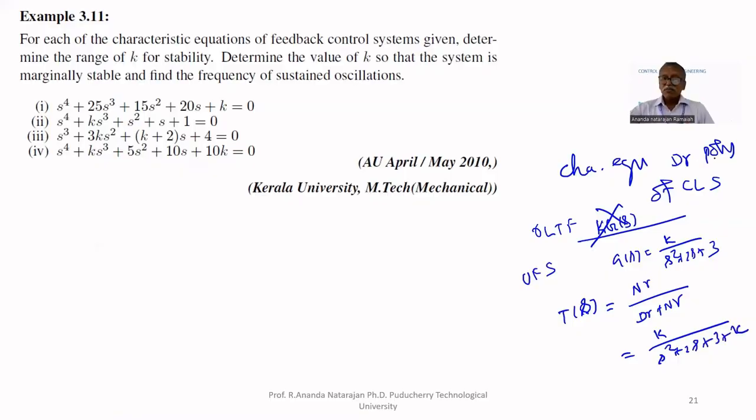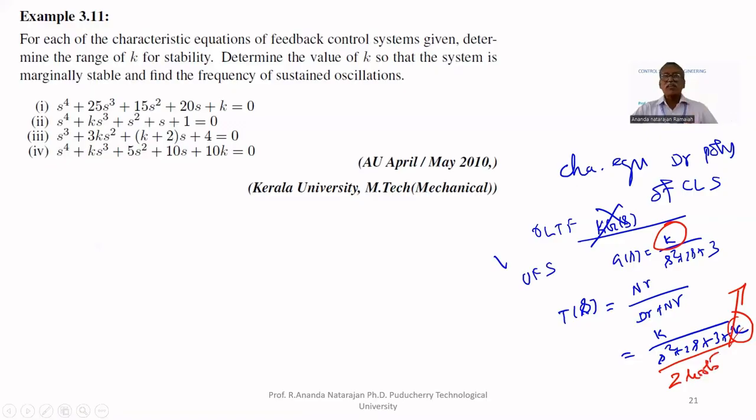Actually, in the open loop system, k is in the numerator. In the closed loop system, k becomes part of the denominator. Suppose k is variable, which means the roots are moving. As k varies, the roots are moving. How many roots will you get? This is second order, so 2 roots.